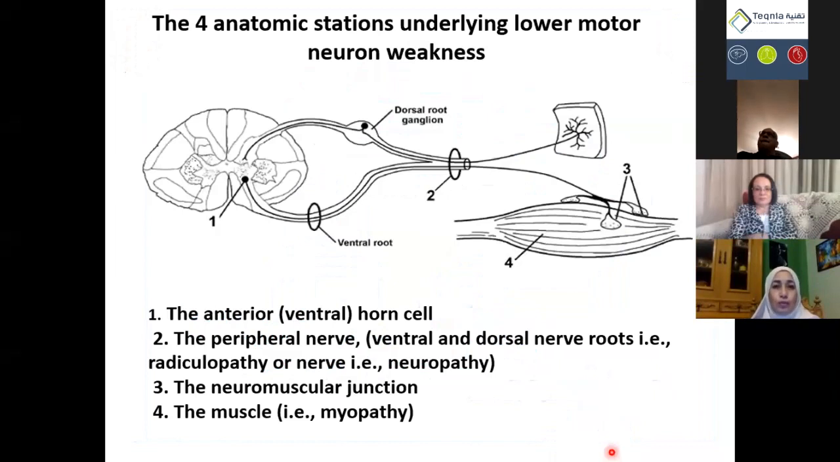As we all know, the lower motor neuron pathway has four main stations. First station is the anterior horn cell. Second station is the peripheral nerve. Third station is the neuromuscular junction. And the fourth one is the muscle fibers. Each station has characteristic findings when there is a lesion in it. And this finding can be recorded by the electromyography.